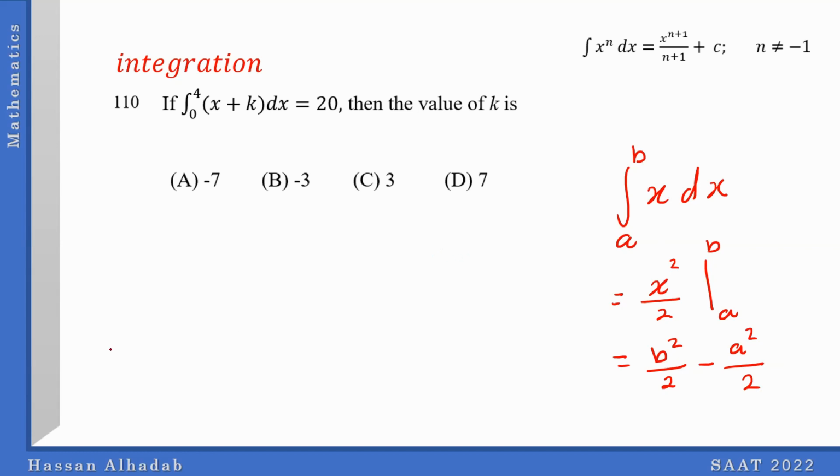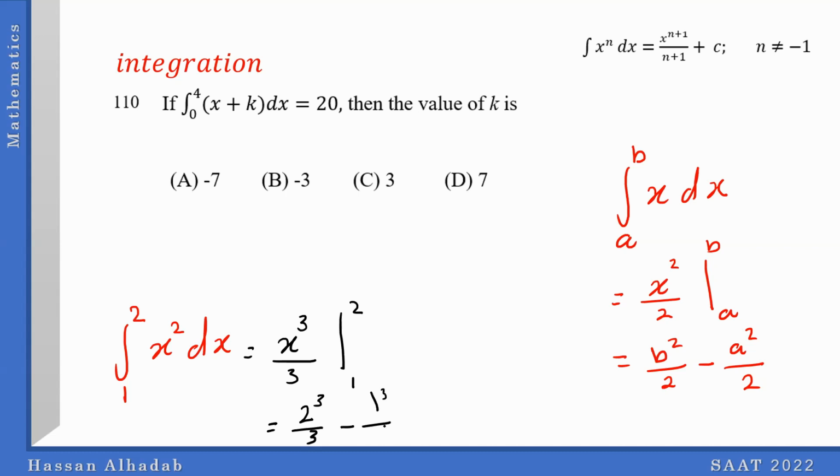So if I want to do the integration from 1 to 2 of x squared dx, this is going to be x to the third over 3 from 1 to 2. Then you plug in the numbers: 2 to the third over 3 minus 1 to the third over 3. So this is 8 minus 1 over 3, which is 7 over 3. Does it make sense? Yes or no?